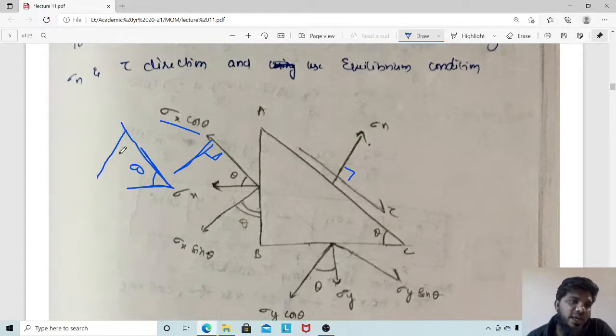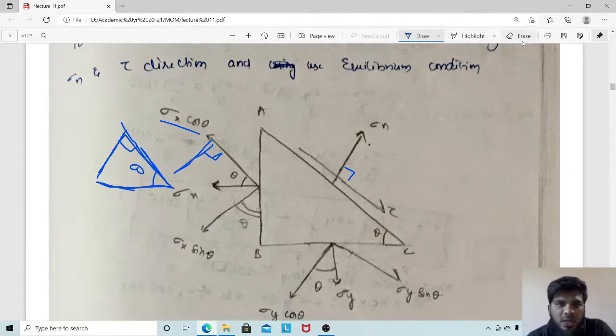If these two are perpendicular, this will become my hypotenuse. Okay, this will become my adjacent side, this will become my opposite side. That is the reason we take sigma x sin theta, that is nothing but this sigma x sin theta. Clear? I hope you are clear.